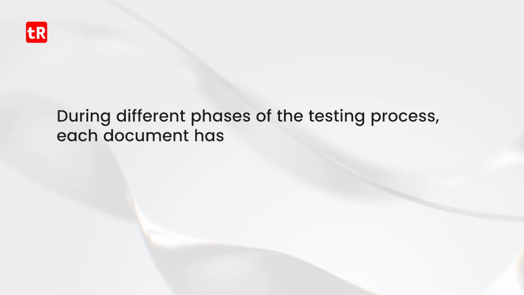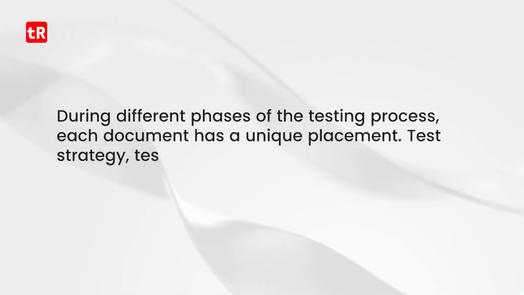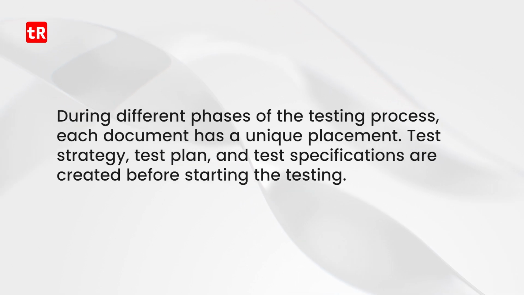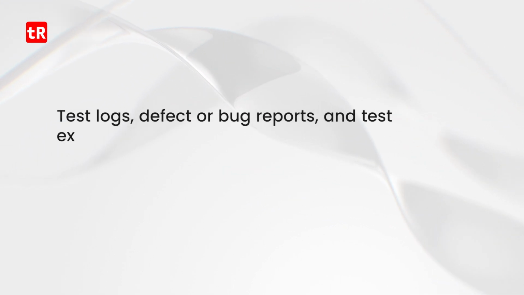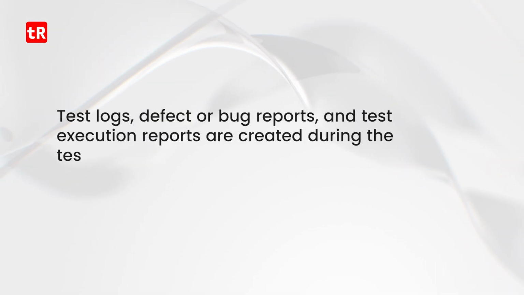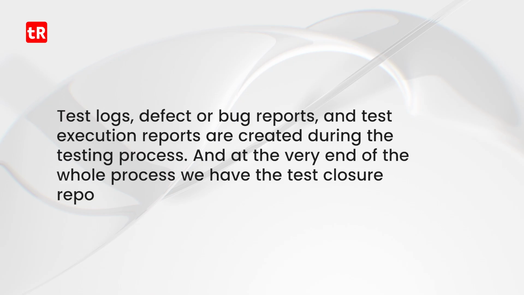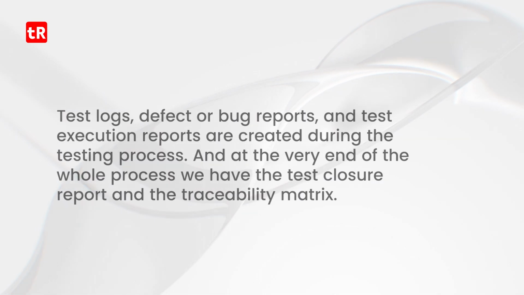During different phases of the testing process, each document has a unique placement. Test strategy, test plan, and test specifications are created before starting the testing. Test logs, defect or bug reports, and the test execution reports are created during the testing process. And at the very end of the whole process, we have the test closure report and the traceability matrix.